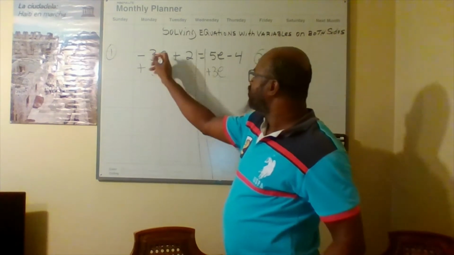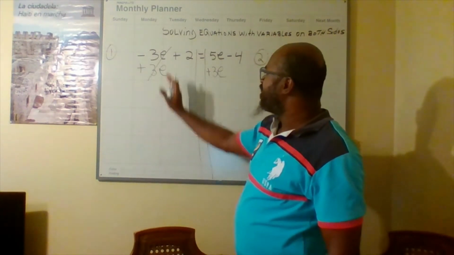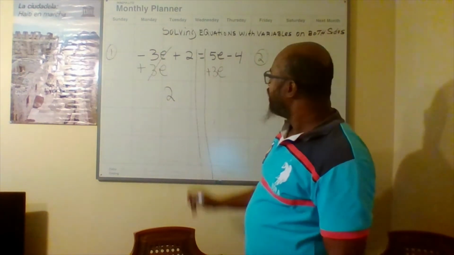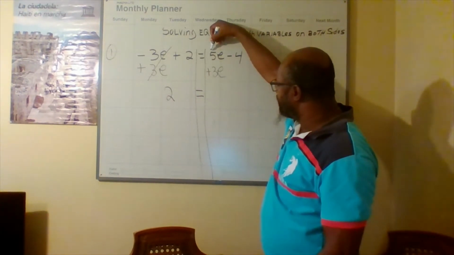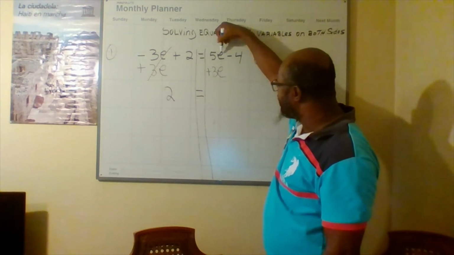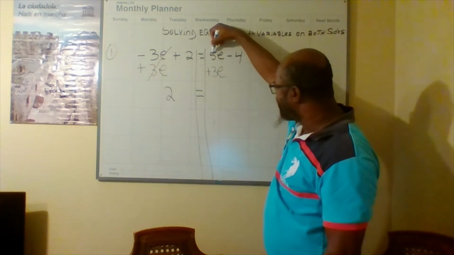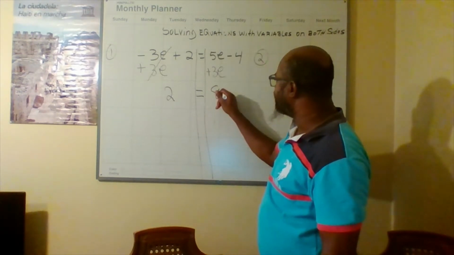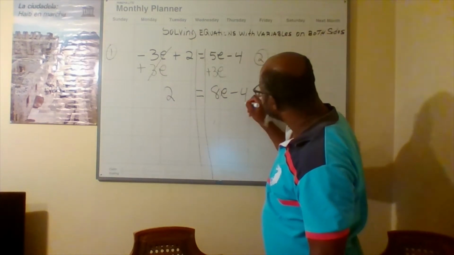In this case, the positive 3e and the negative 3e will cancel out. Now the only thing you have left on that side is the 2. You bring the 2 and you bring down your equal sign. Now, additionally, you have a 5e. Since you bring a 3e on the other side, now you end up with 5e plus 3e is equal to 8e. And you bring your negative 4 down.